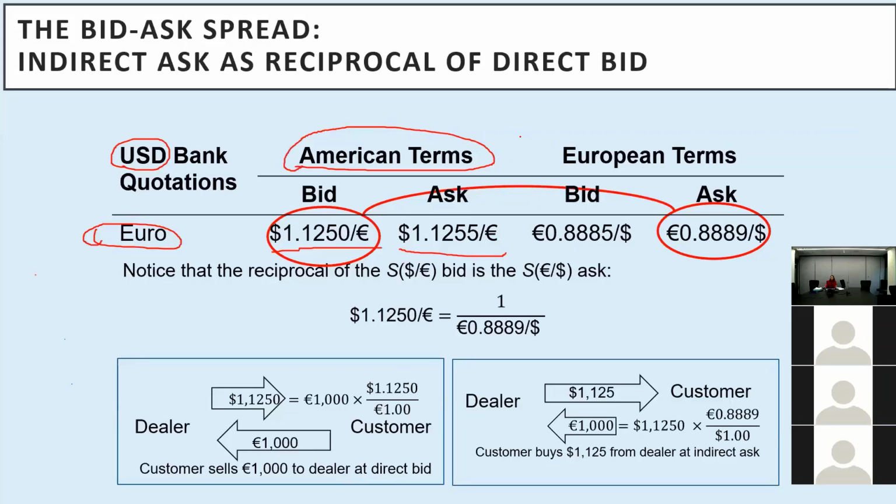So if we convert these ratios into the indirect quotation or the European terms, where these are the prices of the USD in terms of the euro, right? Okay, we will find that the bid rate for the American term is the same as the ask rate for the European term, right? So how do we interpret that?